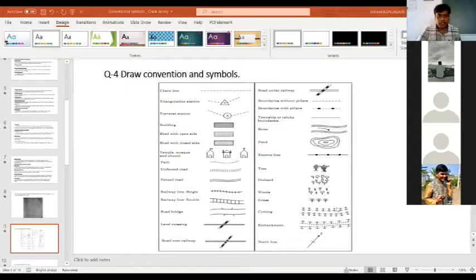So today, as I said in the last class, I'm going to cover convention symbols, which we're going to use in surveying. When drawing a map or a plan, we're going to make use of the symbols to locate certain objects. So here we'll go one by one. All of you can see these PPT slides? Yes, sir.